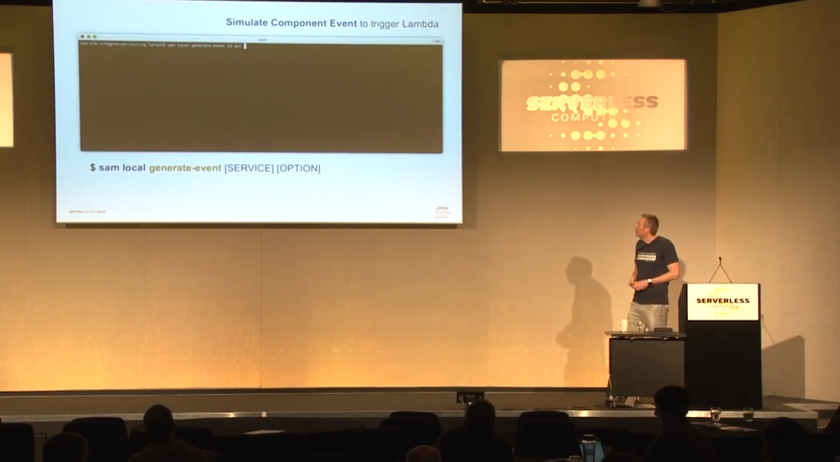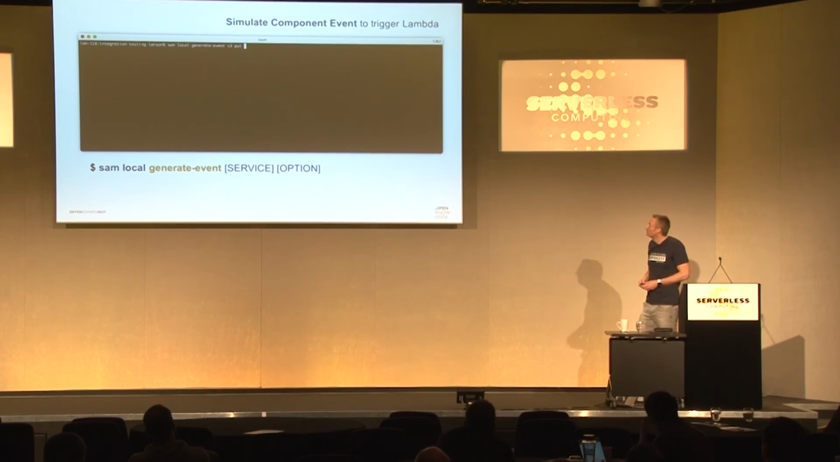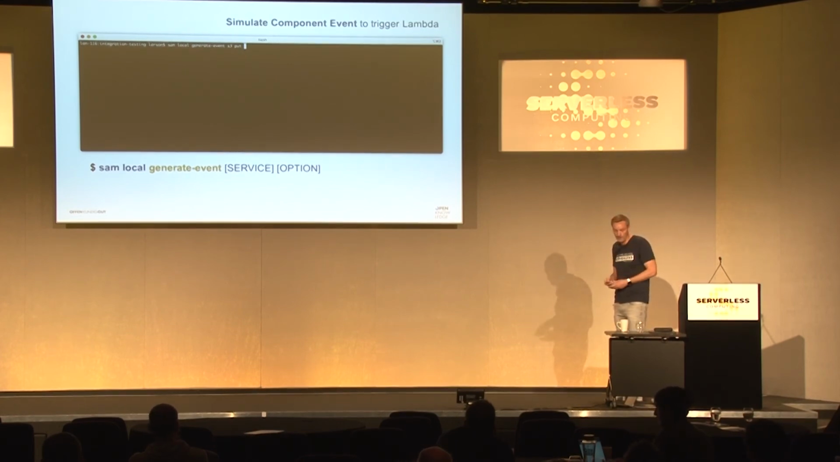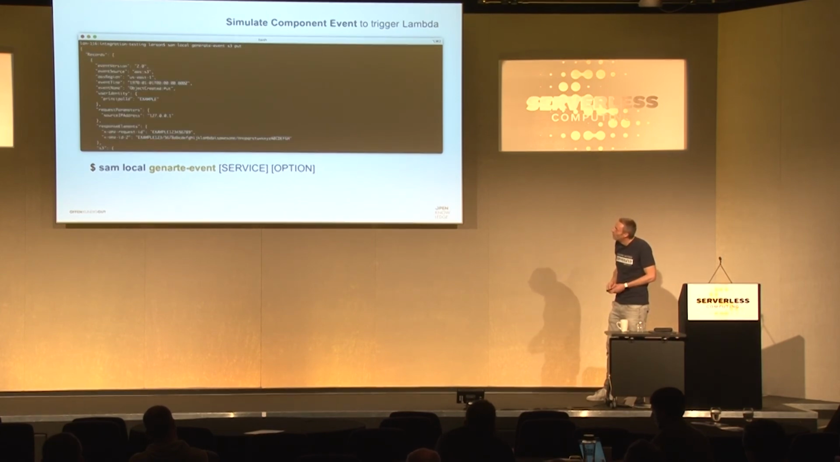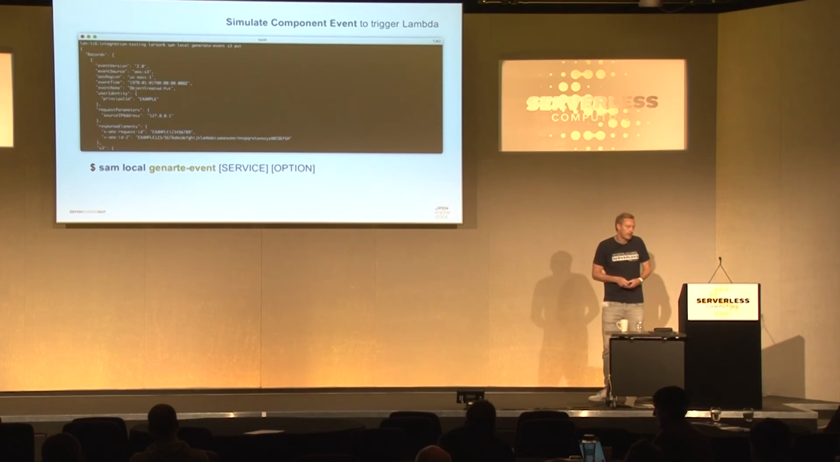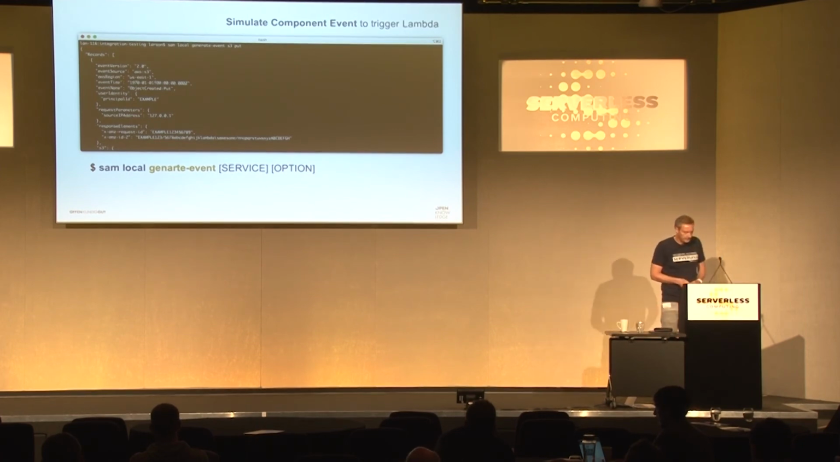Okay, first I will show you how to generate an event with the help of SAM local. For example, I simulate that I put something in my S3 bucket, or that I put data in my DynamoDB, and you only have to say SAM local generate event with the service like S3 and the option like put, and the result will be an event like this. And now you can use this event and trigger your Lambda function with it.